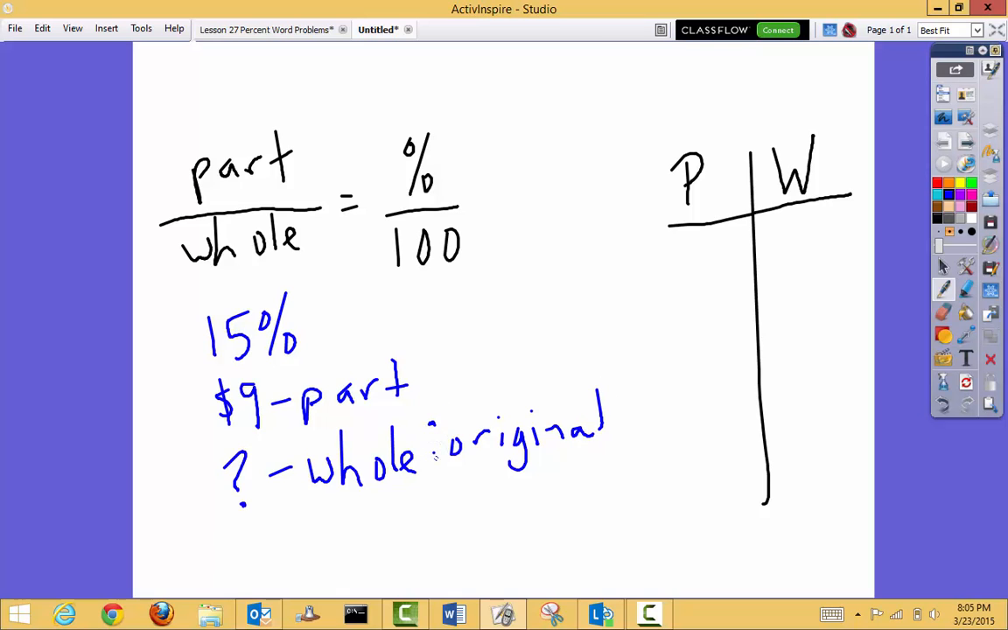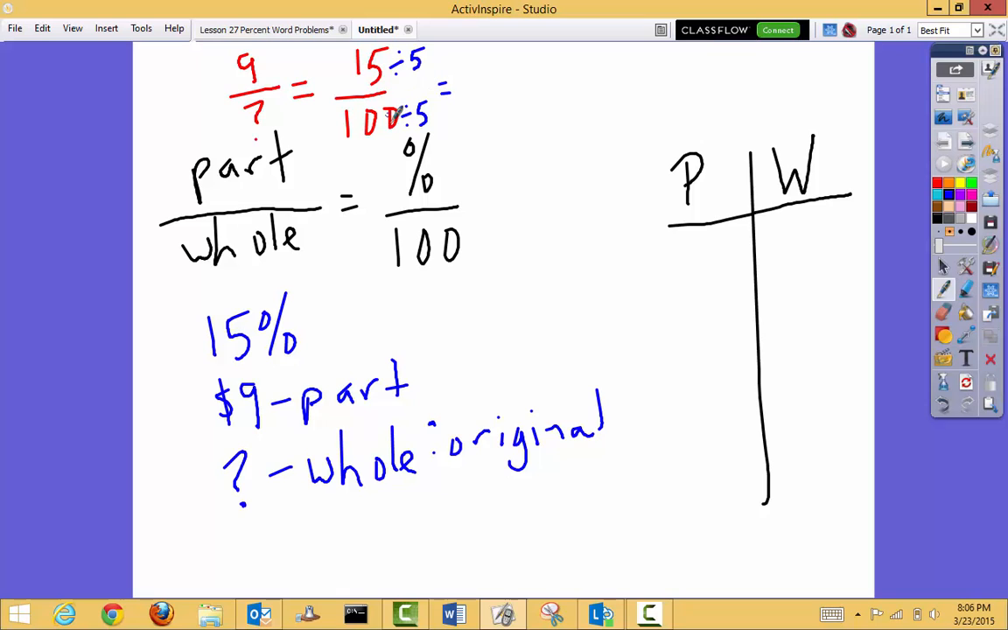So let's fill in. Part is 9. Whole is an unknown. Equals 15% over 100. Let's check. Do I know how to get from 15 to 9? I don't. There's no number I can multiply or divide 15 by to get 9. So what do I need to do? I need to simplify this and see if I can get to 9 somehow. So let's see, what can I simplify it by? Well, I can divide each by 5.